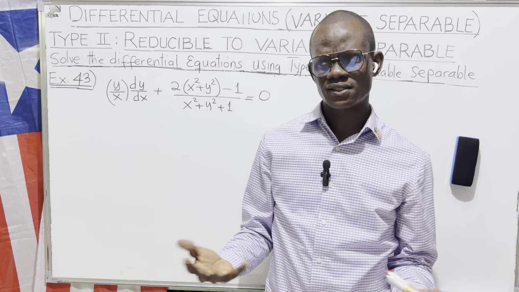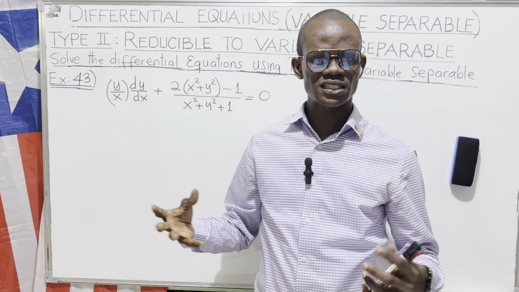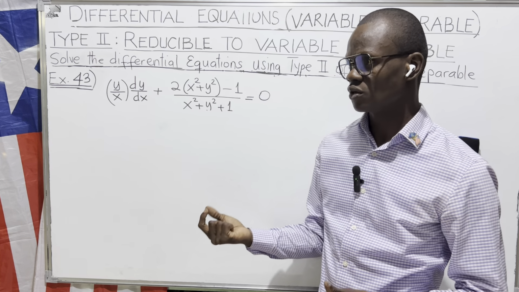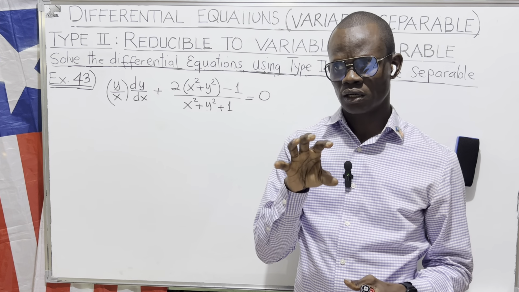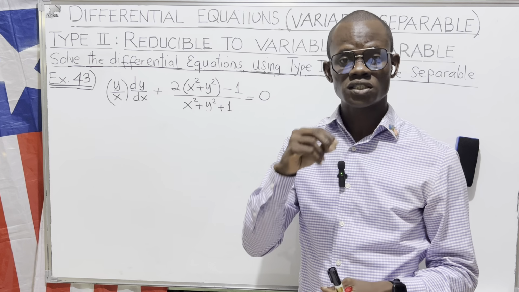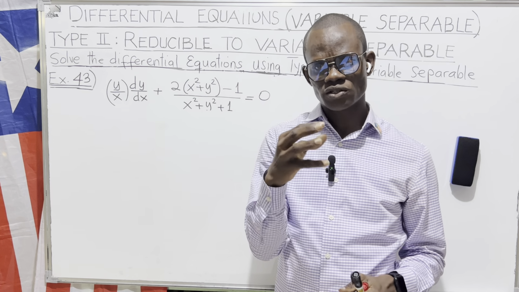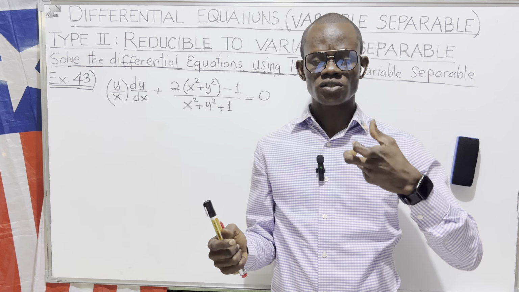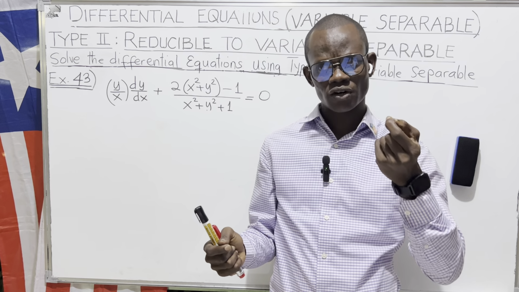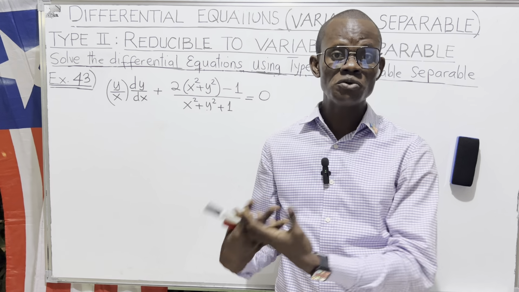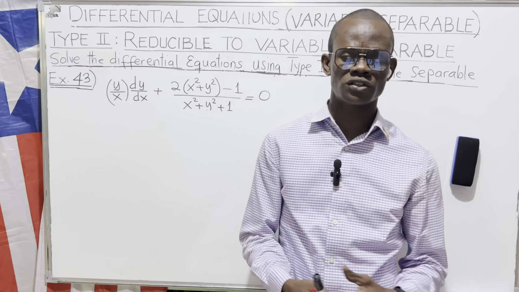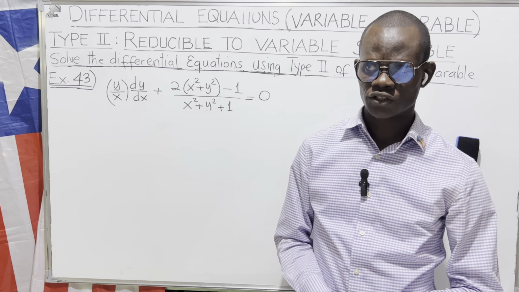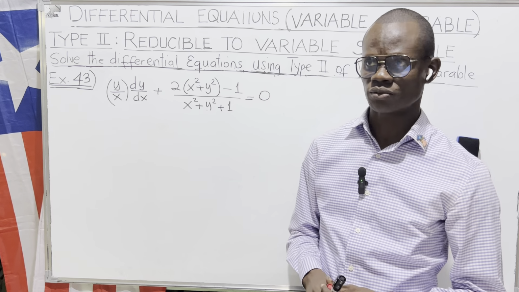But what about cases where it's not possible to easily separate the variables? So what you do is that you observe the differential equation for a kind of expression that you can substitute. So that expression should be an expression that is in two variables. So you want to substitute those two variables with a single variable so that at least the problem can be reducible to a separable differential equation. So this is type 2, reducible to separable differential equation or variable separable differential equation.